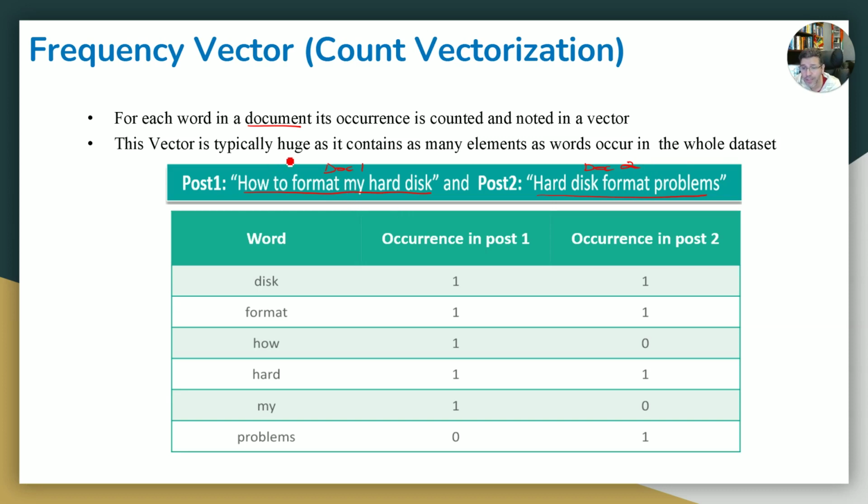Of course we are going to remove stop words, leaving maybe "my hard disk format problems", and remove the S. Now we get the unique words: 1, 2, 3, 4, 5. So we have disk, and document 1, document 2. We have disk in document 1, and we have 1 in document 2. Format, we have 1 in document 1, but we don't have it in document 2.